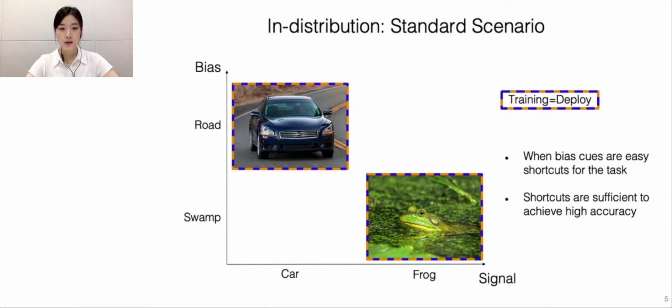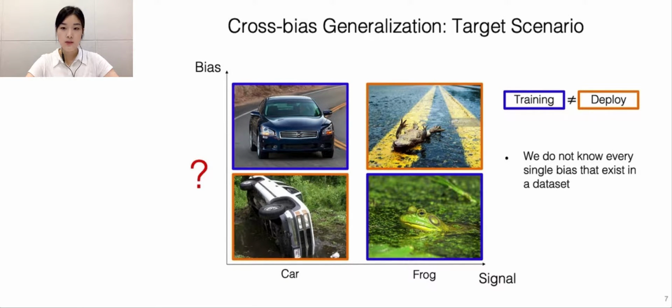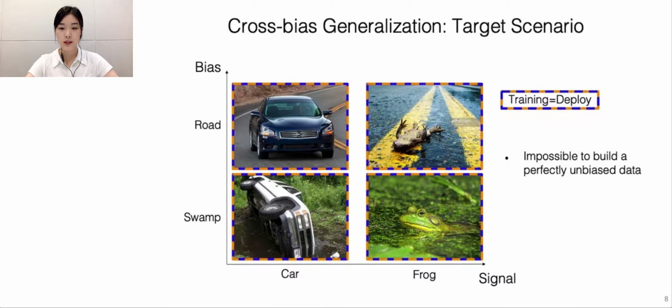In a standard scenario, most approaches assume that training and test data have identical distributions. Therefore, relying on bias shortcuts is sufficient to achieve high accuracy. However, this assumption does not hold in the real world. We target a scenario where the training and test data have different biases. Therefore, overcoming bias is critical for good generalization. The problem is we often do not know every single bias that exists in a dataset, and it is impossible to build a perfectly unbiased dataset.